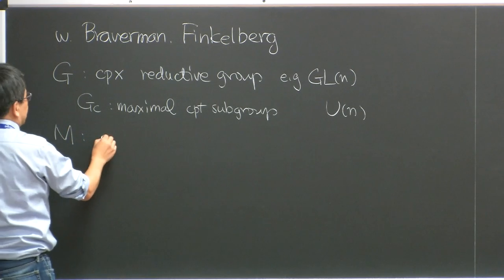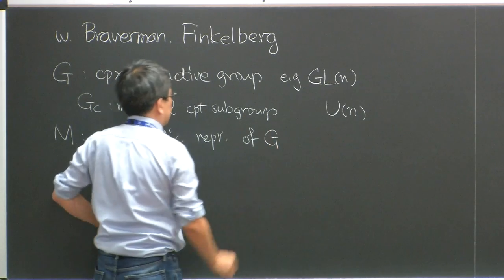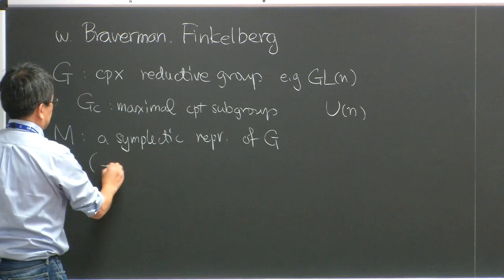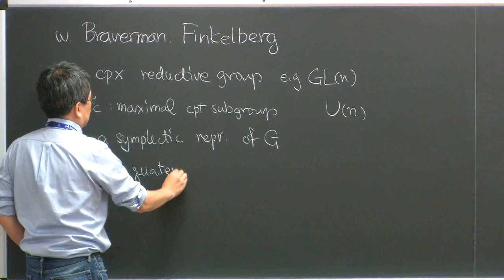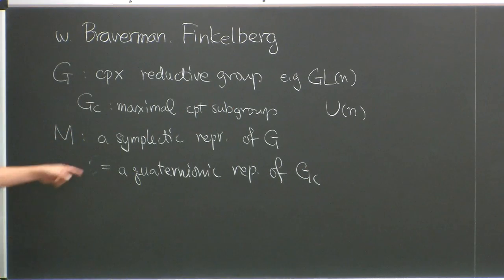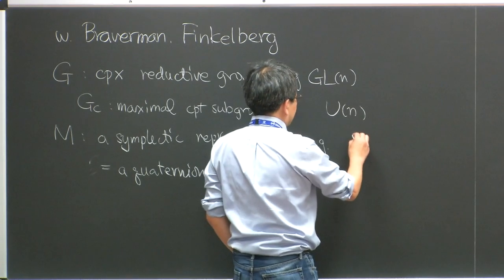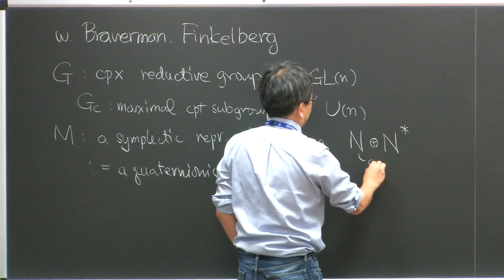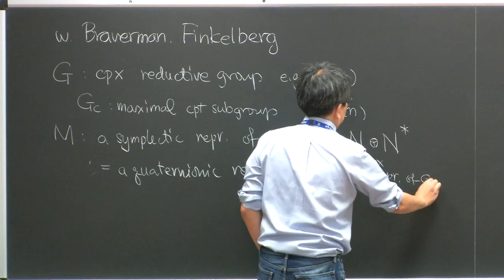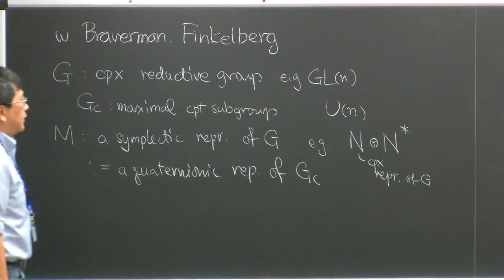And I take M, a symplectic representation of G. When you consider the maximal compact subgroup, this is a representation of the maximal compact subgroup. Symplectic representation means that this is a usual representation, and also M is a symplectic vector space, which is preserved by the group G. Later I will assume a particular example: if N is a complex representation of G, then you just take the direct sum with its dual, which has a natural symplectic form, and this is a particular example of a symplectic representation.